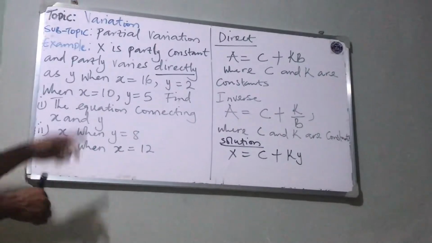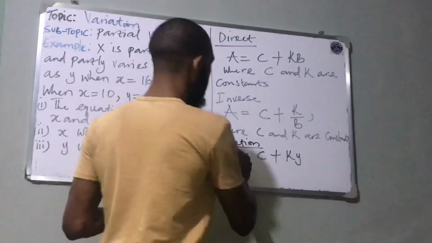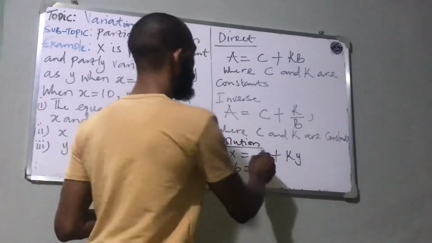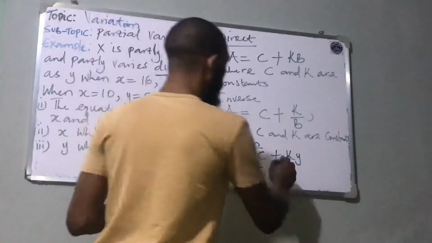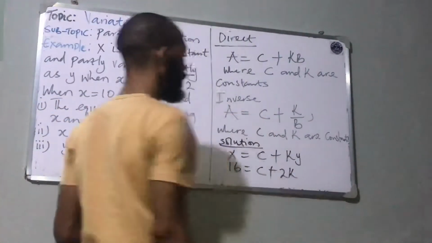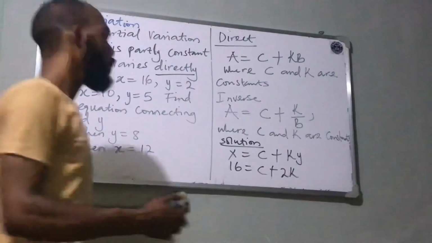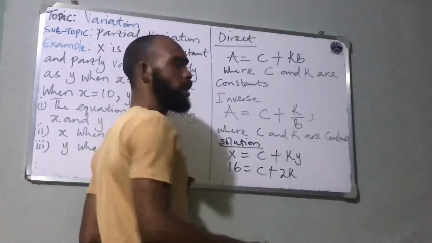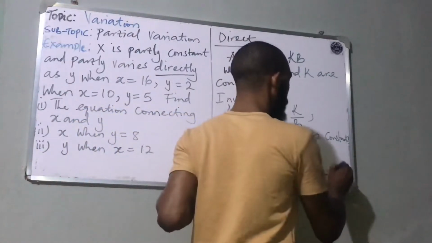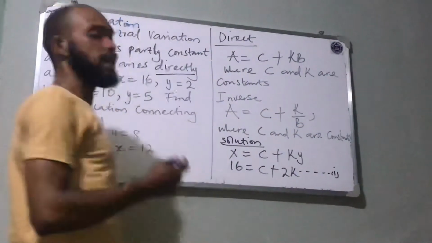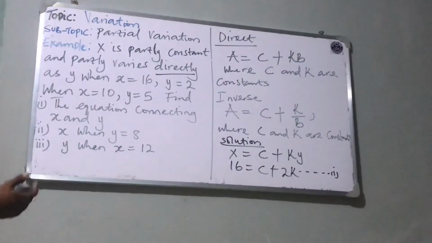Now X is 16, equals C plus, Y is 2, so we have 2K. Of course, we have two constants in this question, C and K. So we call this equation 1. That's a linear equation with two unknown variables, C and K.